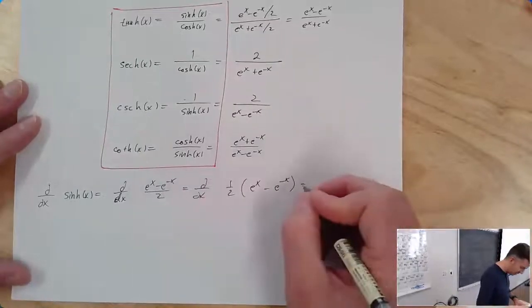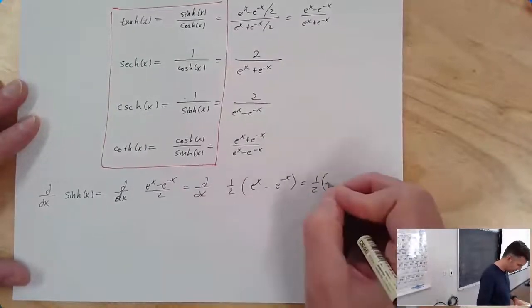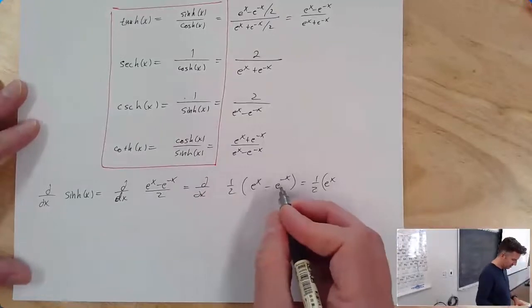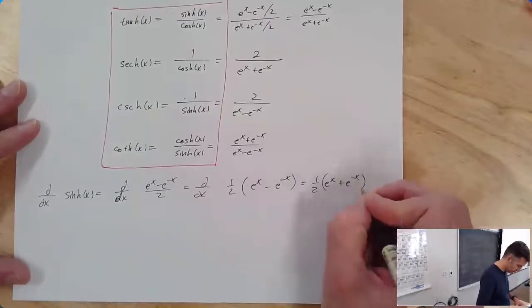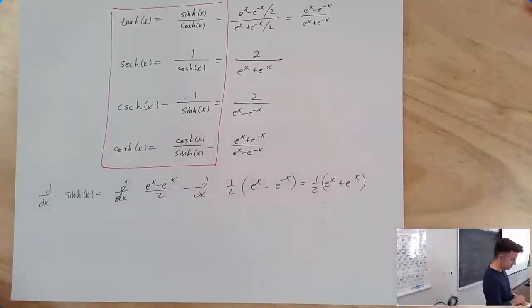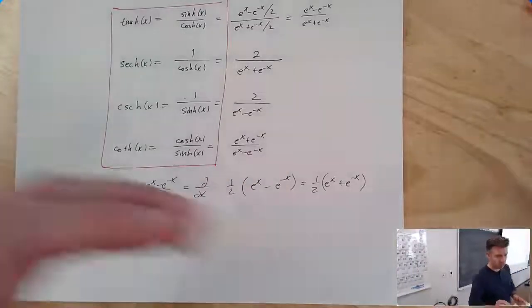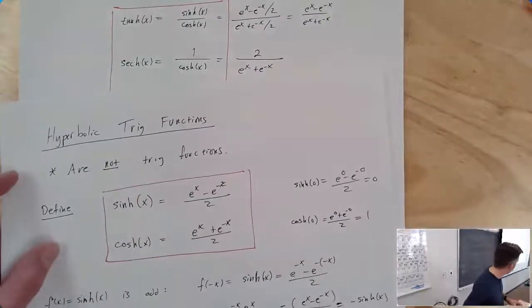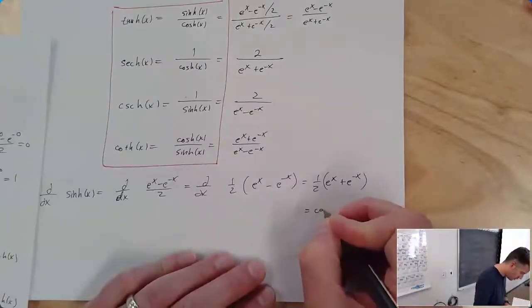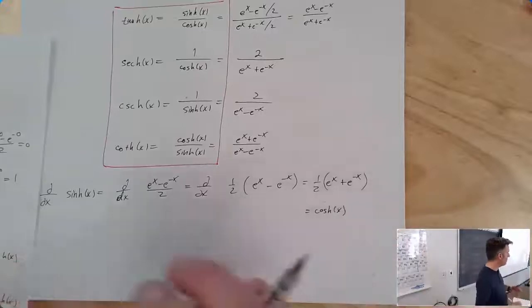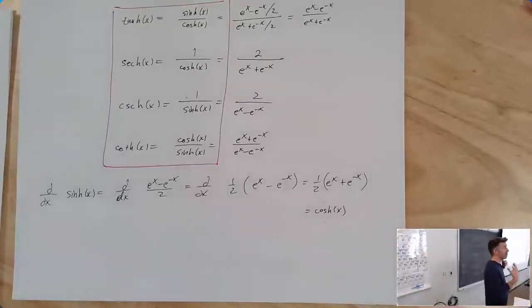So 1/2 hangs out. Derivative of e to the x is e to the x. Derivative of minus e to the minus x is minus e to the minus x times minus 1, or plus e to the minus x. Hey, what's that look like? It looks like hyperbolic cosine, which you would have hoped for, right? We know the derivative of regular sine is regular cosine. We were hoping that the derivative of hyperbolic sine was hyperbolic cosine.